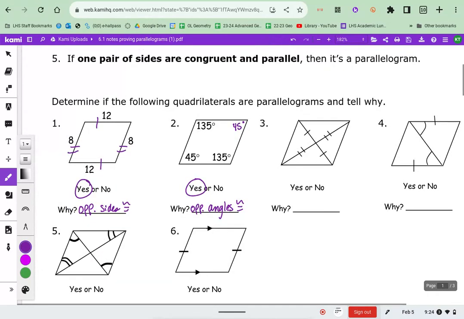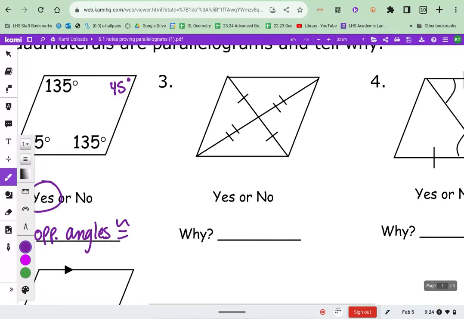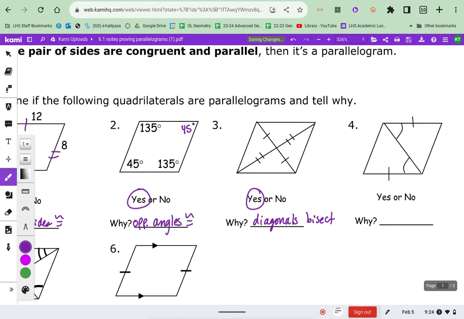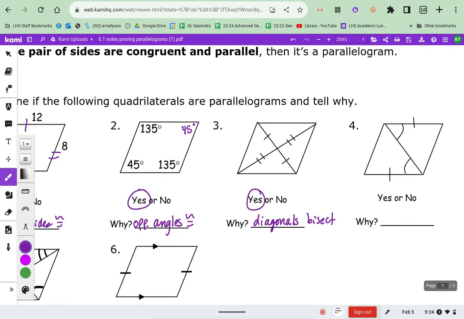And let's see, number 3. Aha, it's your favorite parallelogram property, diagonals bisect. So yes, it is a parallelogram because diagonals bisect. Okay, I'm going to let you guys discuss number 4 with your group before I give you the solution.